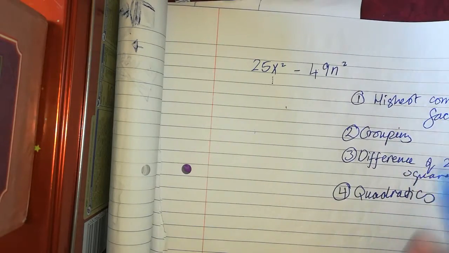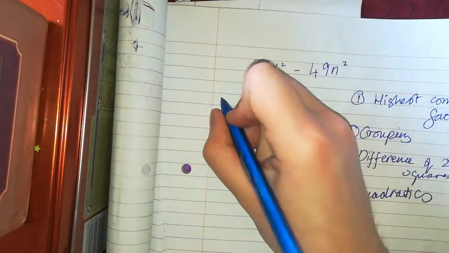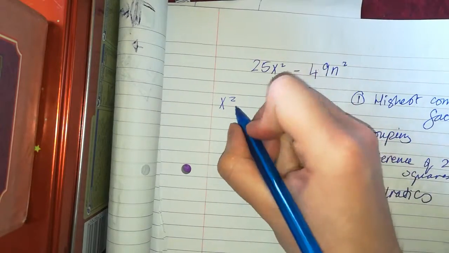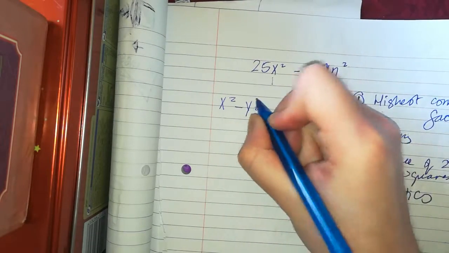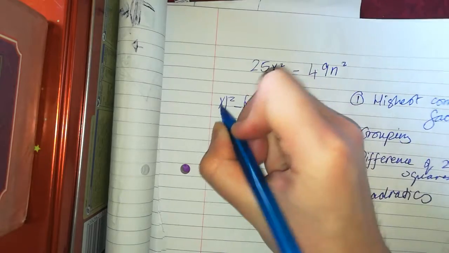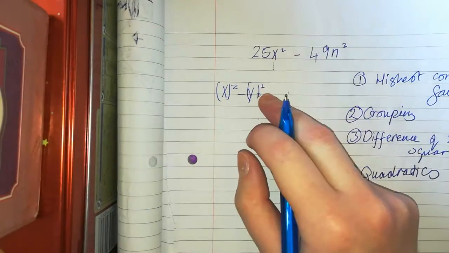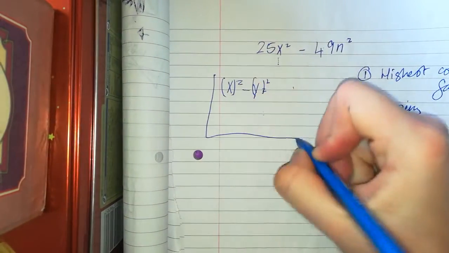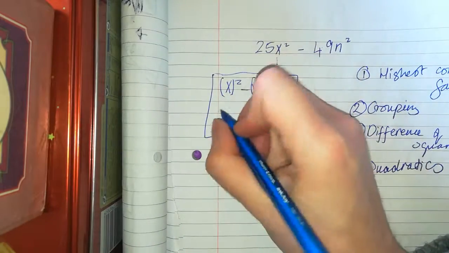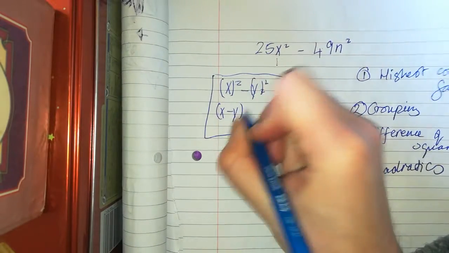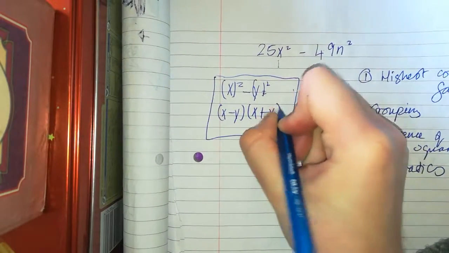The difference of two squares can be written as one thing squared minus another thing squared. Say you have x squared minus y squared: the first thing all squared minus the second thing all squared. If we have a question like this, it's going to be the first thing minus the second thing, and then the first thing plus the second thing.